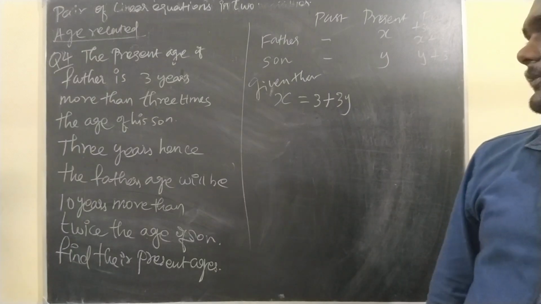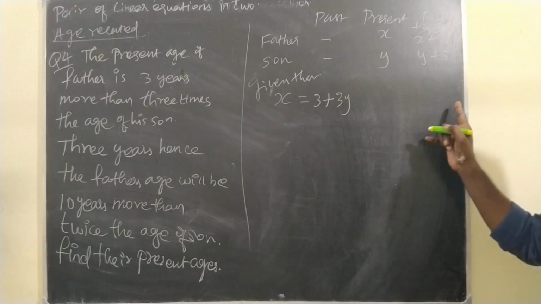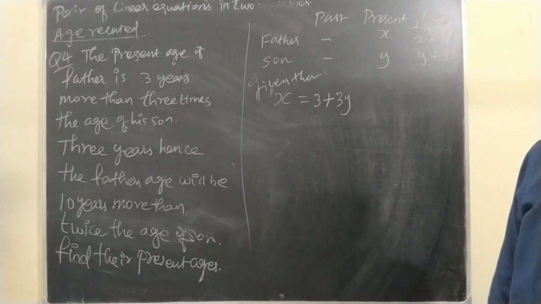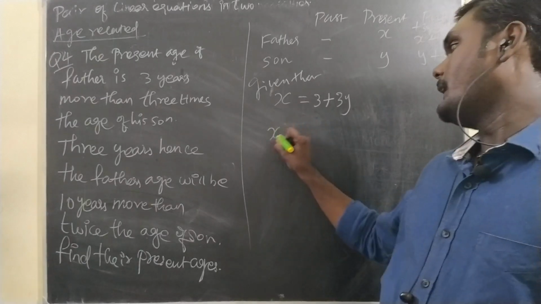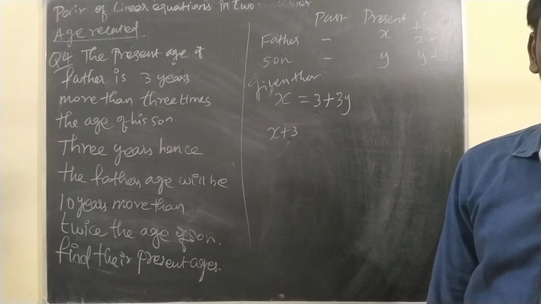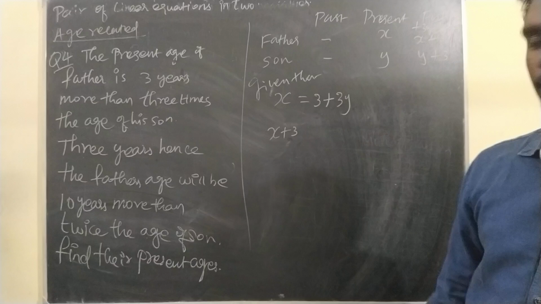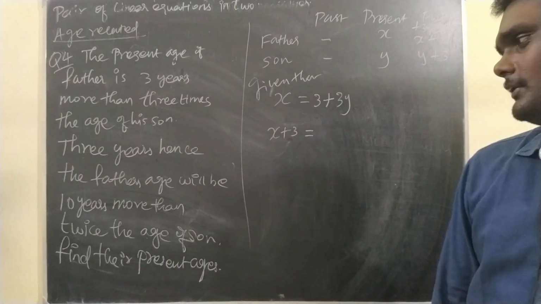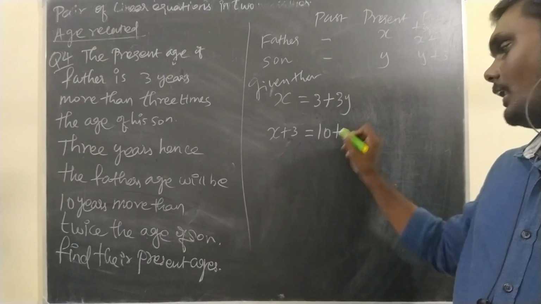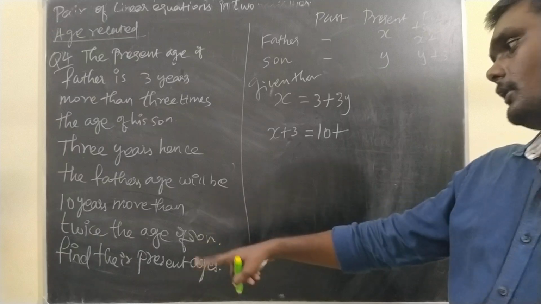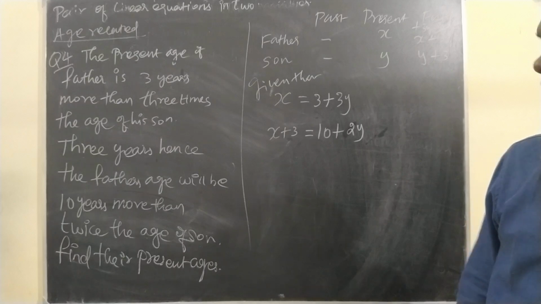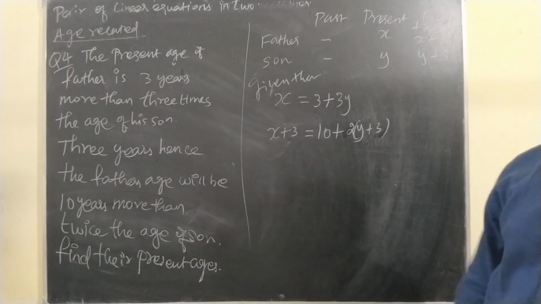Okay. And 3 years hence, the father's age is what? X plus 3 will be, verb, yes, verb. 10 years more, 10 plus twice the age of his son. That is all. 2 times y plus 3. Got it?